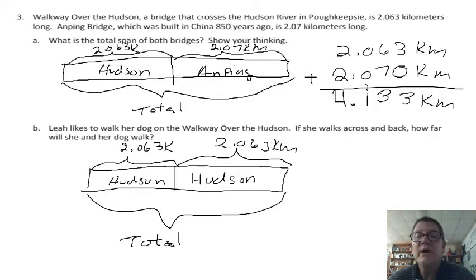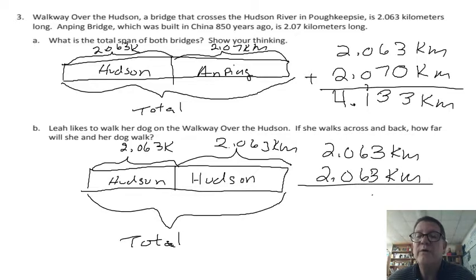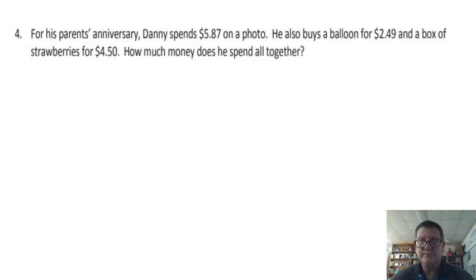So I'm going to end up with 2.063 kilometers and 2.063 kilometers. Add them up, we got 6, 12, carry our 1, and we end up with 4 and 126 kilometers. Our last problem says, for his parents' anniversary, Danny spends $5.87 on a photo. He also buys a balloon for $2.49 and a box of strawberries for $4.50. How much money did he spend altogether?